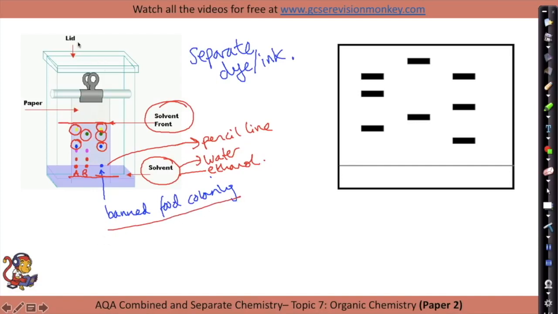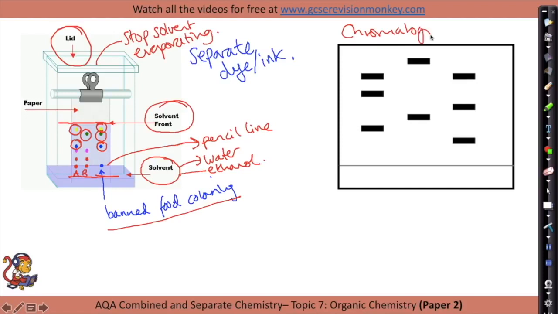A common thing that they might ask in the exam is why you would want to put a lid on the experiment, and that is to stop the solvent from evaporating. You would then leave your chromatography paper to dry, and the picture that it creates is called a chromatogram. Now in the exam they probably won't print those in colour, so instead you will just see them as dashed lines or dots on your exam.